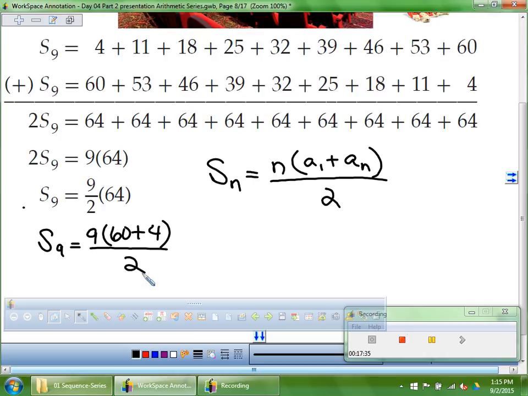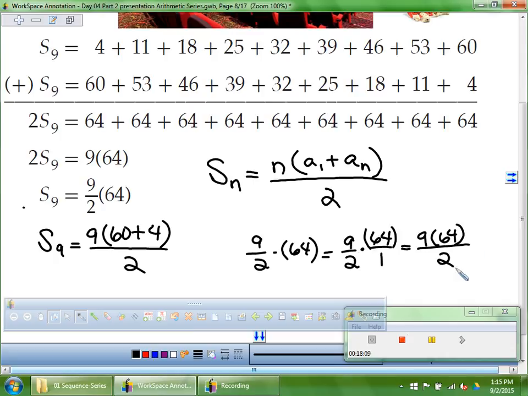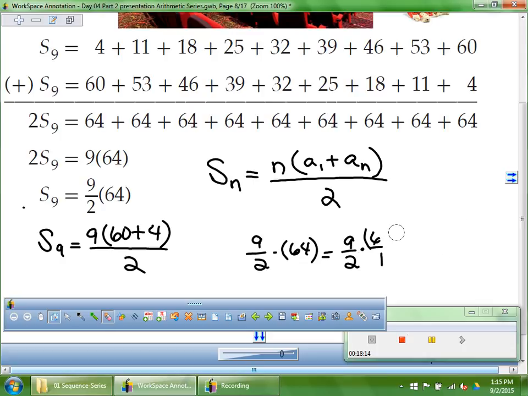That's what I'm trying to get across to you guys. Dividing 9 by 2 is the same as dividing 9 and 64 by 2. One more time: 9 divided by 2 times 64 can also be written 9 divided by 2 times 64 over 1, which, if you multiply across, looks like that, right? I want to make sure we're all on the same page.